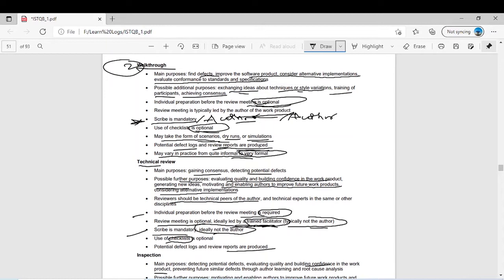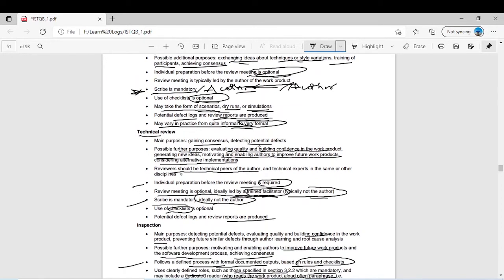People know about the work product which is being distributed to them. They know what they are going to do in the review meeting. They are well prepared. Main purpose: gaining consensus, detecting potential defects. Possible further purpose is evaluating quality and building confidence in the work product, generating new ideas, motivating and enabling authors to improve future work products, considering alternative implementations.